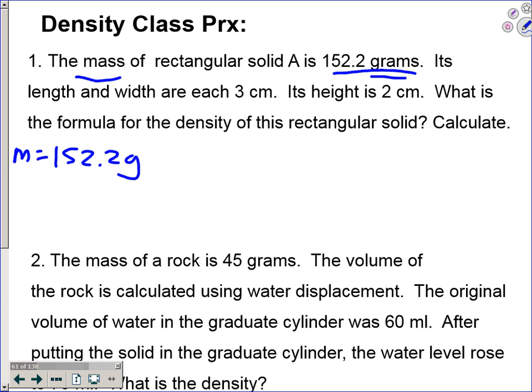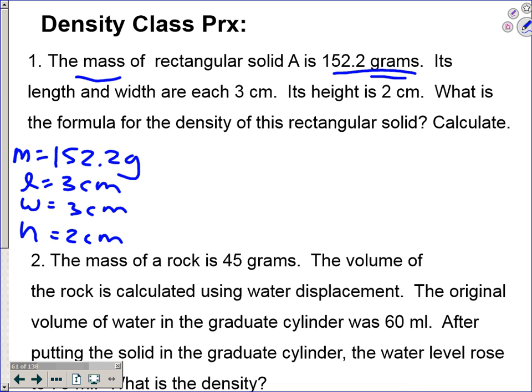Estes, give me another piece of important information. The length and width of the solid. Okay, so I'm just going to write those separately. Length, width, 3 centimeters each. Give me one more. The height is 2 centimeters. Okay, so H, 2 centimeters. Okay, and here we go. We've got lots of data.